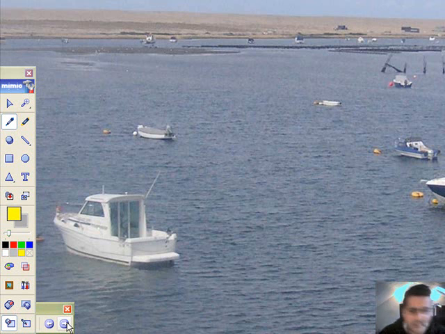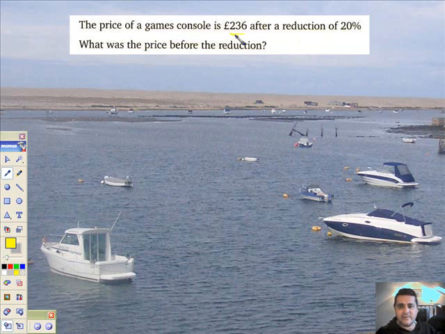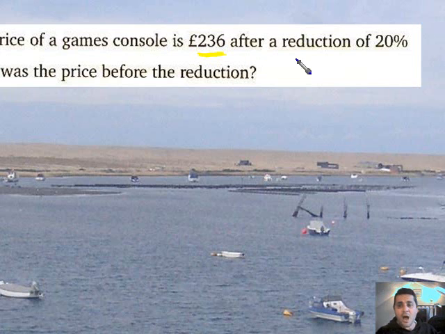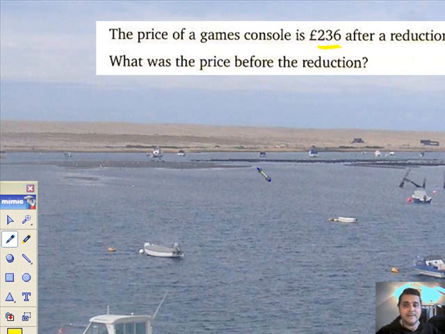This is the price of games, question 10. Right, the price of a games console is 236 quid after a reduction of 20%. So what's the price before the reduction? It's another reverse percentage. So this is the way I would normally teach it. If I'm reducing you by 20%, you still retain 80% of your original value. So 80% of course is 0.8 as a decimal, so here's my first step.